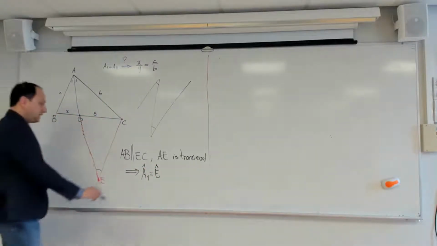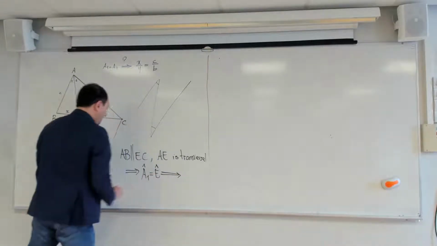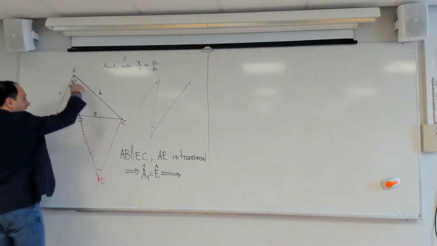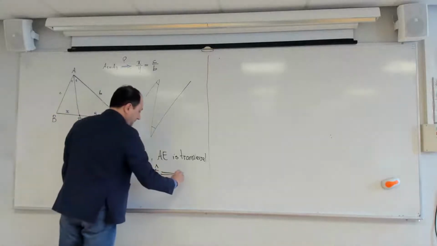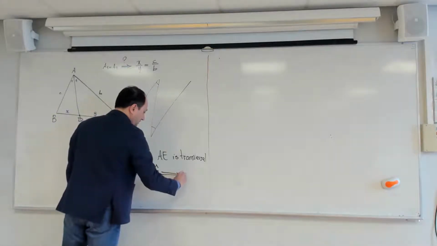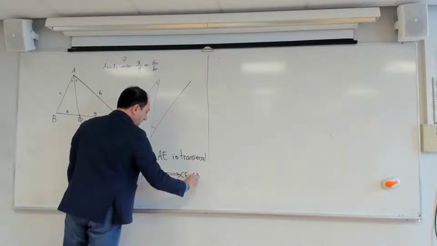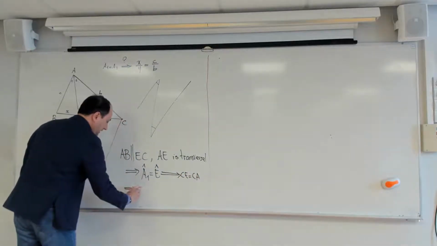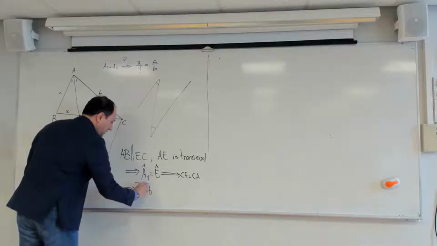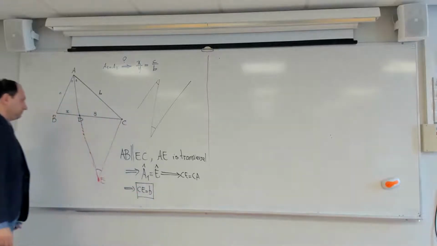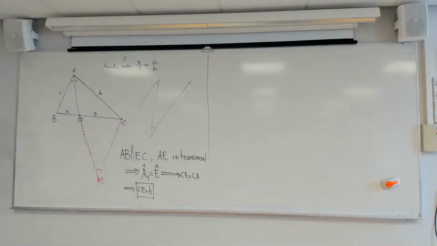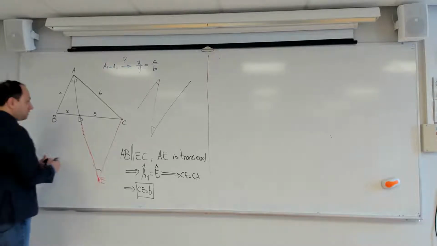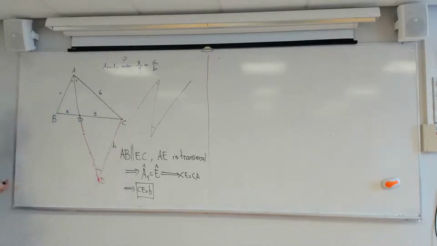So this means that in this big triangle, AC is equal to EC. So CE is equal to CA. So this means that CE is also equal in size to B. So now I am on the safe side. I can simply write B on it, because now I am sure that this size is also B.